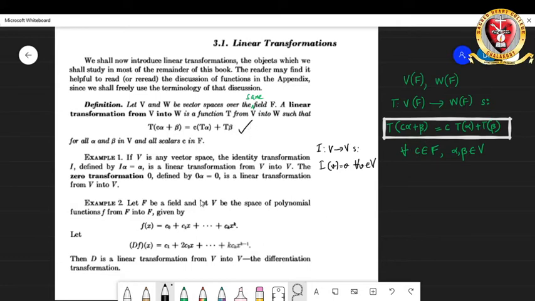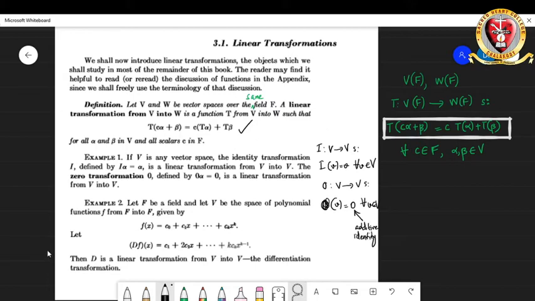That property is trivially satisfied. Similarly, the zero transformation from V to V, such that zero of v is equal to the number zero, where this zero is the additive identity with respect to the addition defined inside V, for every v belonging to V. That is also a trivial linear transformation from V to V.